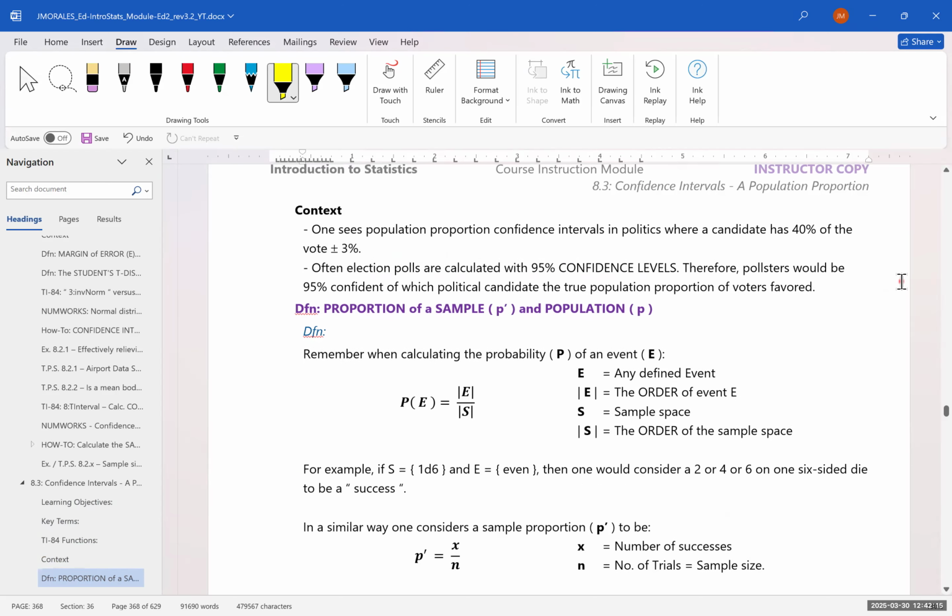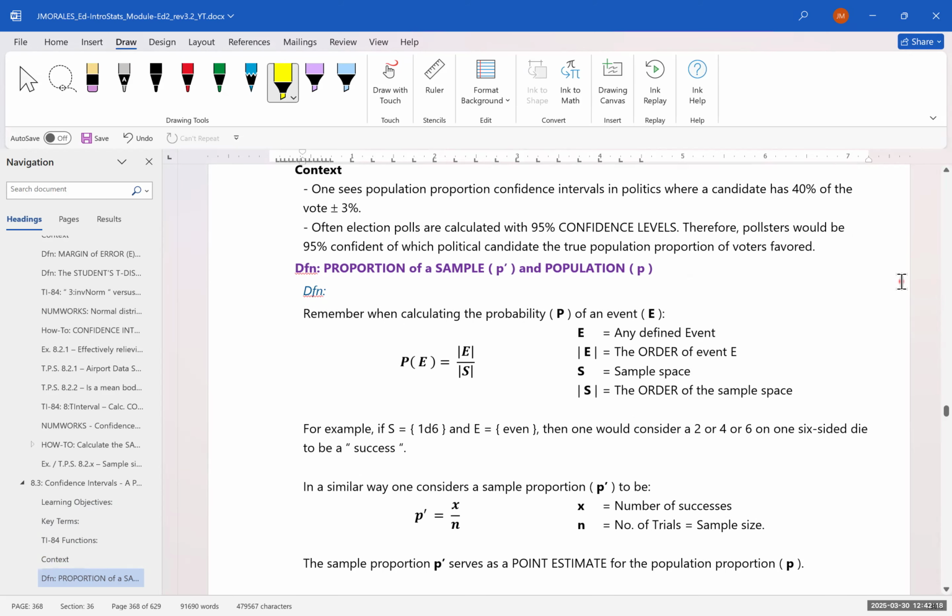So let me give you some context. One sees population proportion confidence intervals in politics where a candidate has 40% of the vote, plus and minus 3%. Often election polls are calculated with 95% confidence levels. Therefore, pollsters would be 95% confident of which political candidate the true population proportion of voters favored.